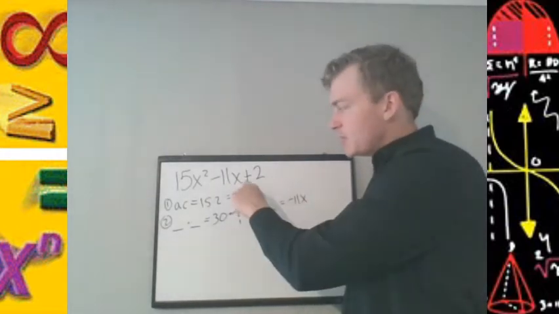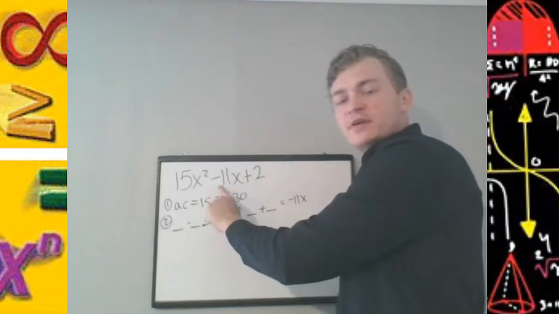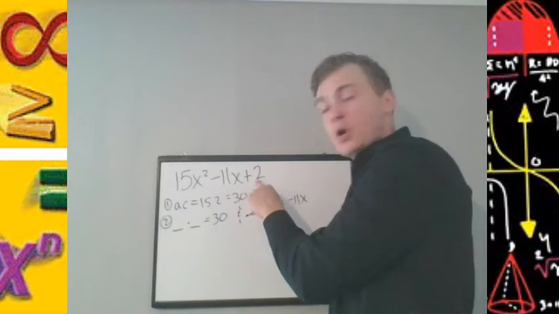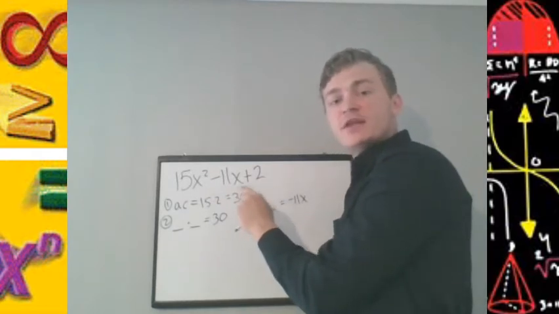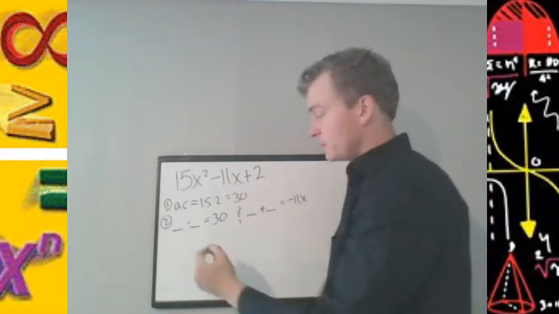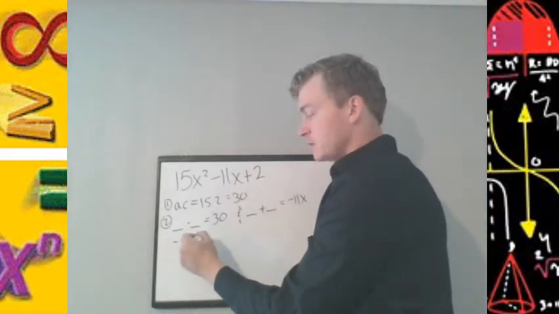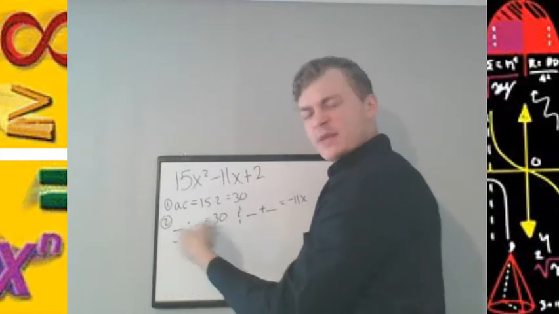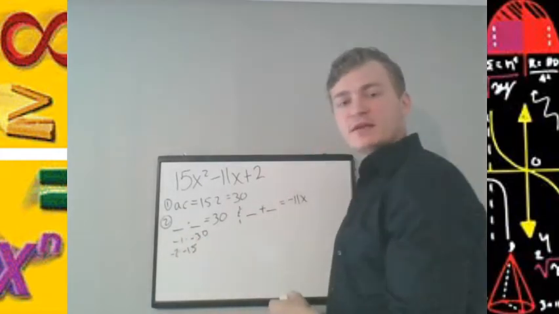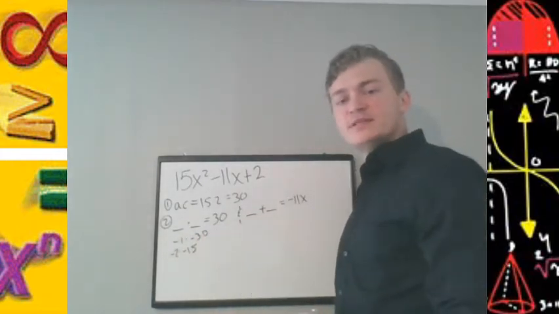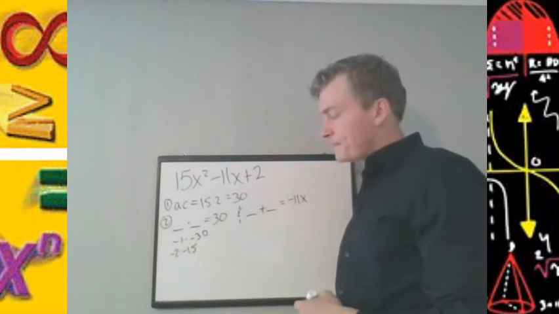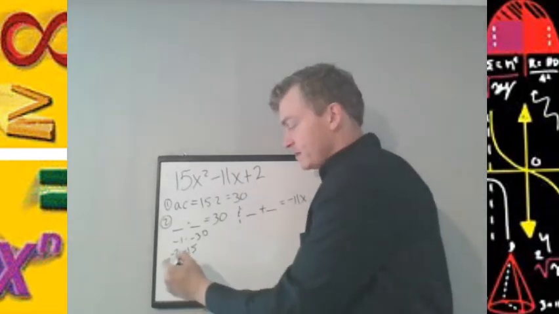Remember, what happens there? If this number is positive and this number is negative, that means these two factors have to both be negative. Two negatives multiply to give us a positive. Two negatives combine to give us a negative. So these factors must be negative. Negative 1 times negative 30, just thinking about all of our factors for 30 that are negative. Negative 2 times negative 15. You see the pattern there. I'll give you a moment to pause and write up all the negative factors of 30. Negative 3 and negative 10.